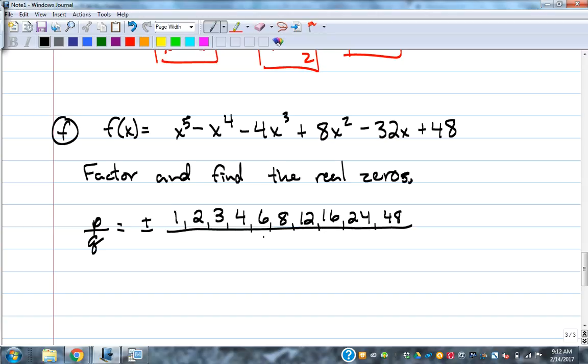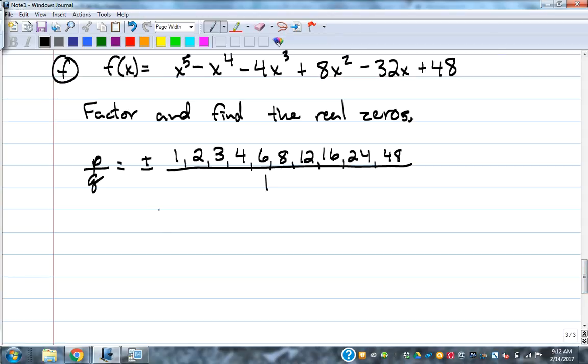And the good thing is that Q is 1, so we don't really have much else going on. Our P over Q list is just those in the numerator, because we don't have anything in the denominator other than 1. That works out really nice. Now we're going to set up our synthetic division: 1, -1, -4, 8, -32, and 48.